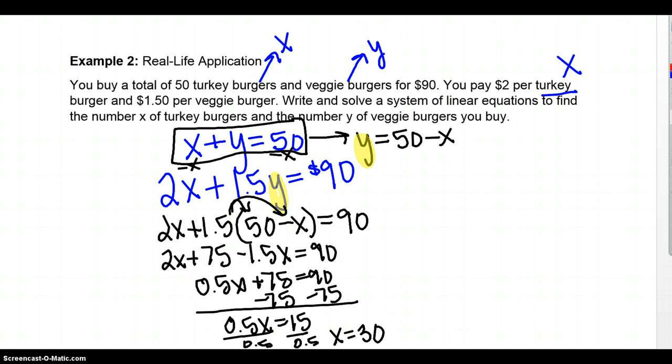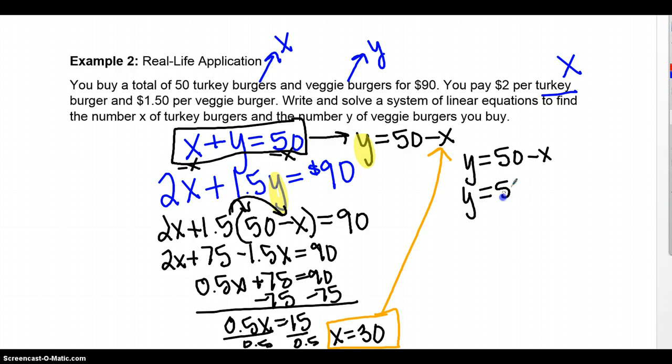Now I need to take this x equal to 30, and I need to plug it back into my equation. It does not matter which one you pick. I have y equals 50 minus x. That's the one I'm going to pick. And y equals 50 minus 30, and y equals 20. So my solution to this system is 30, comma 20. I really hope you can hear my dogs in the background.